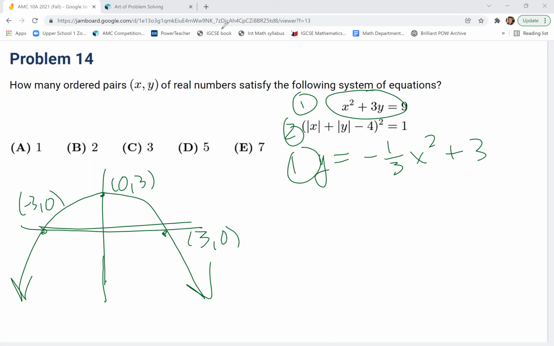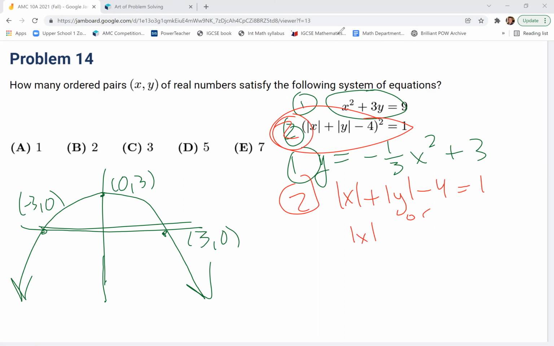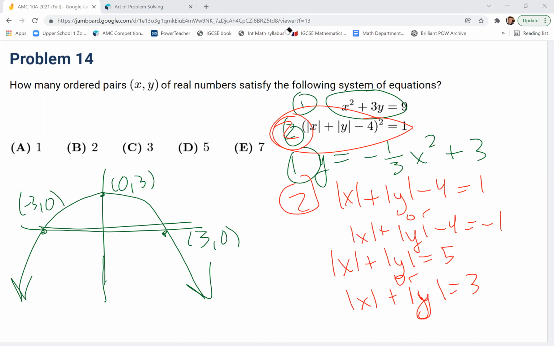Now let's look at the second equation. We'll call it number 2. For that one, we could start by square rooting both sides. So we could say absolute value of x plus absolute value of y minus 4 is either equal to 1, or equal to -1, because both of those values would square to equal 1. In other words, we have either absolute value of x plus absolute value of y is equal to 5, or absolute value of x plus absolute value of y is equal to 3.